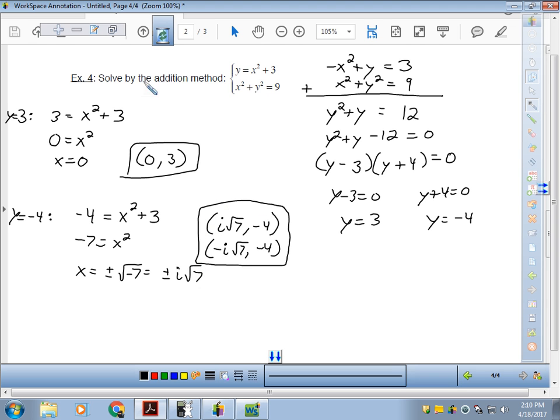Now, this one didn't specify to only solve for real numbers, so this would be a valid solution to the system. If they had said only solve for real numbers, then the only solution would be this one, 0, 3. Which kind of depends on what direction they give you.